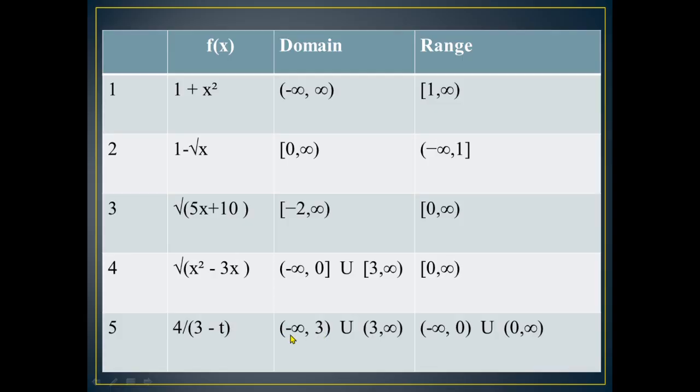that is minus infinity to 3, union of 3 to infinity, excluding 3, it can be all real values, that is minus infinity to infinity except 3. The range is minus infinity to 0, 0 to infinity, excluding 0, that outputs may be minus infinity to infinity.